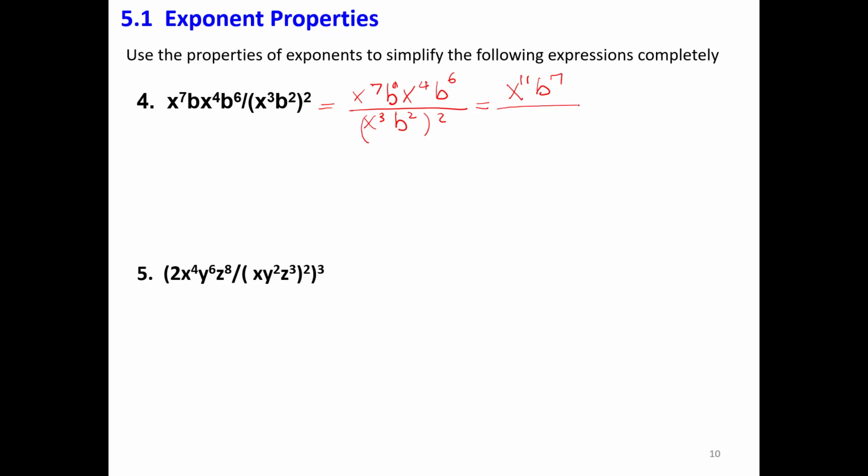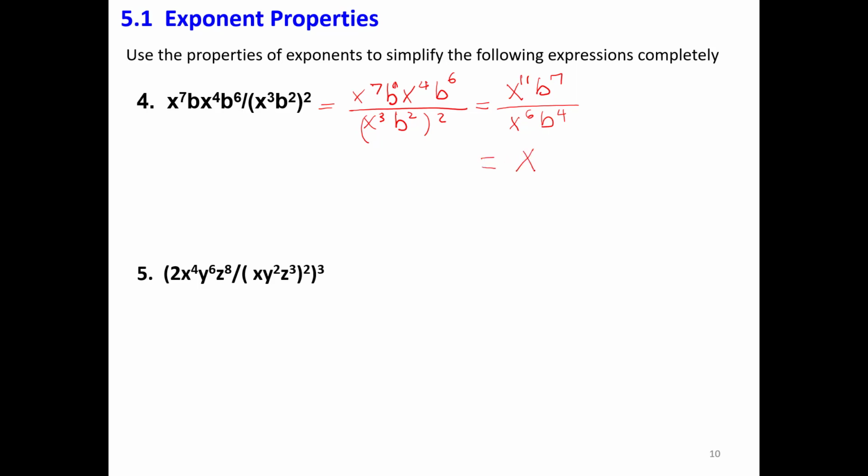What we can do is apply in the denominator the power of a power. Then we need to multiply the exponents. 3 times 2 is 6. 2 times 2 is 4. Now we can apply the quotient rule. Yes, first we applied here the product rule and power of a power. Now we can apply the quotient rule, and we know what we have to do. Let me write here.